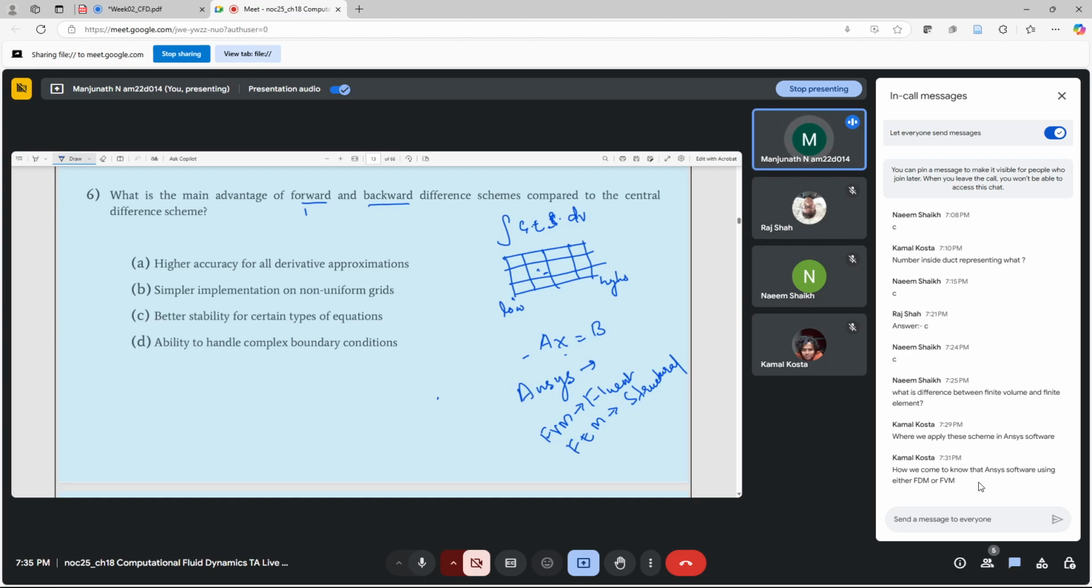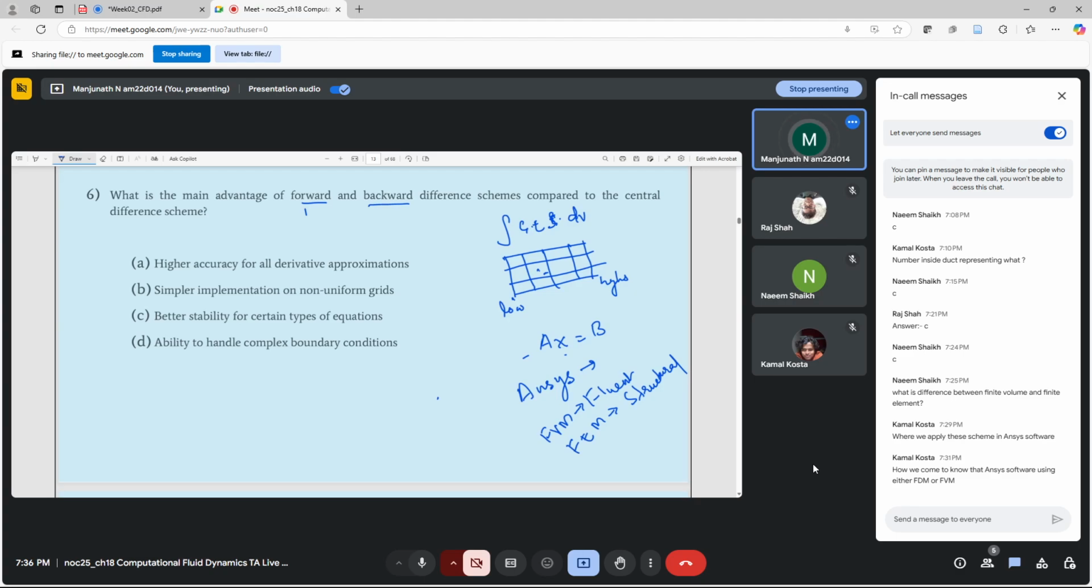Finite difference method as such we are not using anywhere. Finite difference method is a kind of starting point, you can say, for both the finite volume method and the finite element method. The advanced versions of finite difference, that is finite volume and finite element, are what we are using now. I hope that answers the question, Kamal Costa.